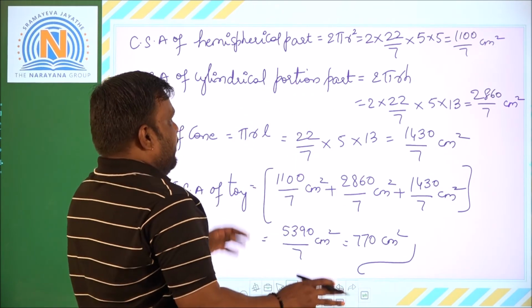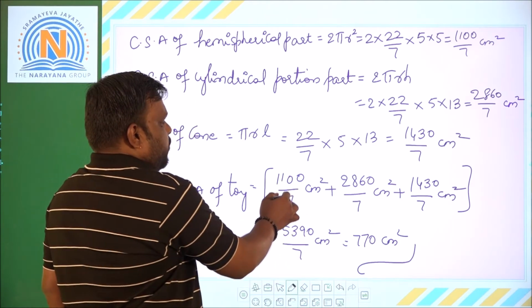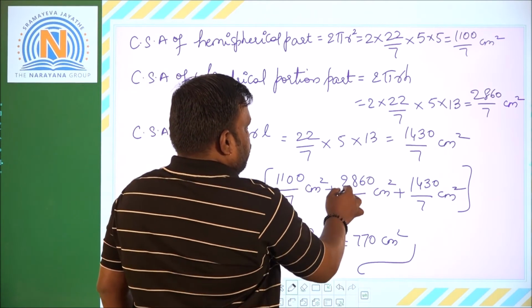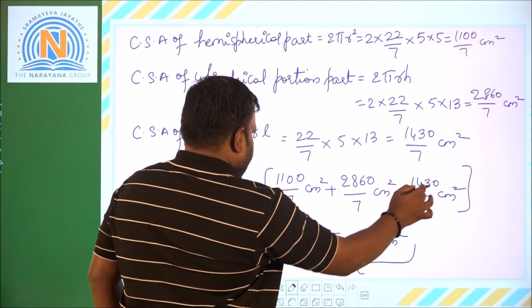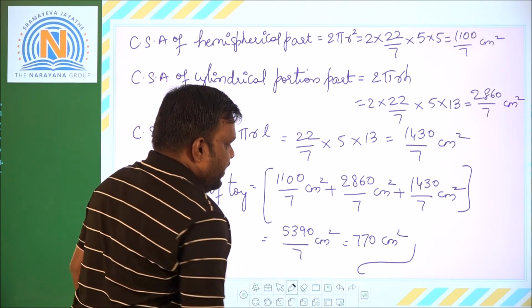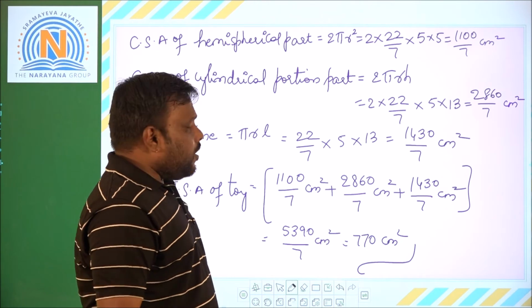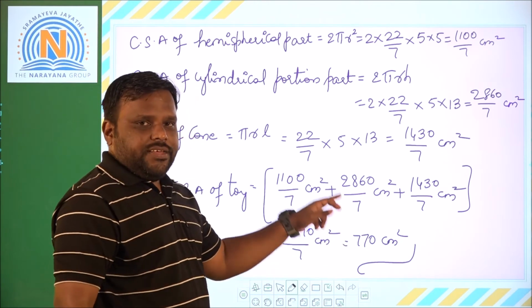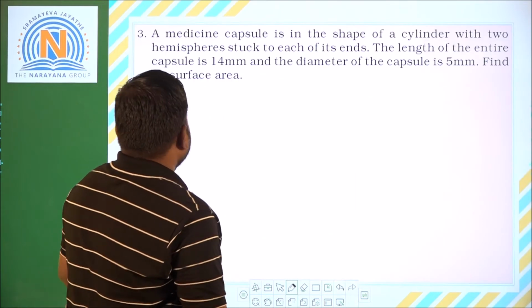The complete part will be the sum of the CSAs of all the three parts, that is 1100 by 7 square centimeters plus 2860 by 7 square centimeters plus 1430 by 7 square centimeters. So which will give you 5390 by 7, that is equal to 770 centimeter square. This is the total surface area of the toy. So this completes the second question. Now coming to question number 3.